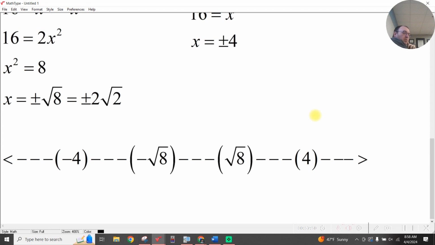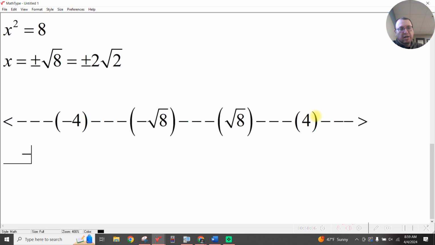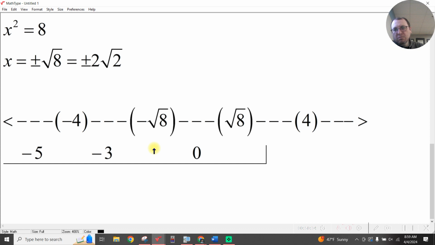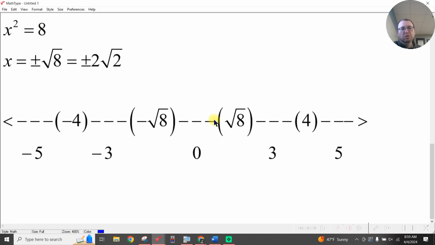And now I'll need numbers in the different intervals here. Negative 5. I would use negative 3. What's the easiest number between negative square root of 8 and positive square root of 8? 0. And then 5, right? I'll put those in blue. Those are my test numbers.